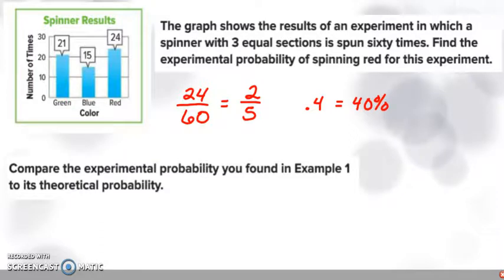Now we want to compare the experimental probability with what we found with this last one in example 1. Theoretically, since the 3 sections are equal, there is a 1 out of 3 chance of landing on red. We got 2/5 with the experiment. Comparing the percents makes it a little easier. 1/3 is 0.3 repeated, so that would be 33%. 2/5 is 40% that we found previously. They are very close together. Therefore, we can say that the experimental probability is close to the theoretical probability.